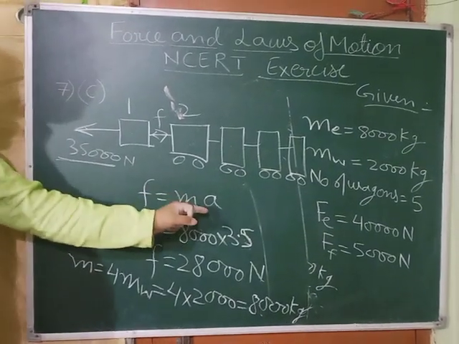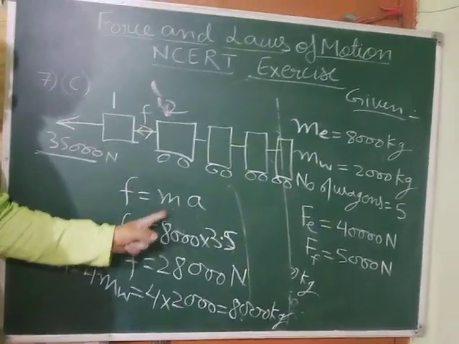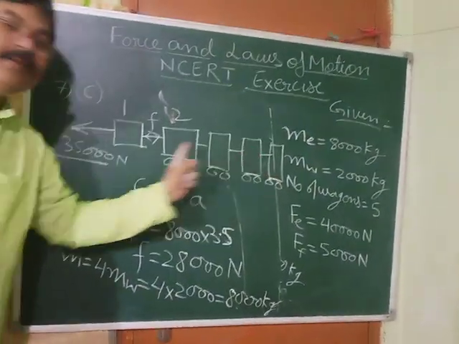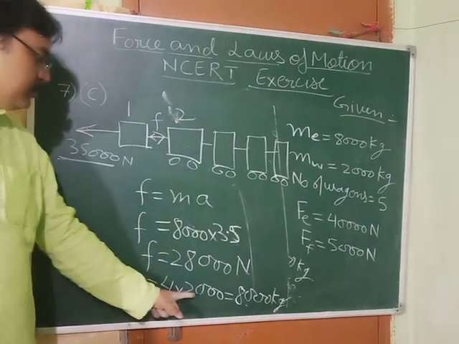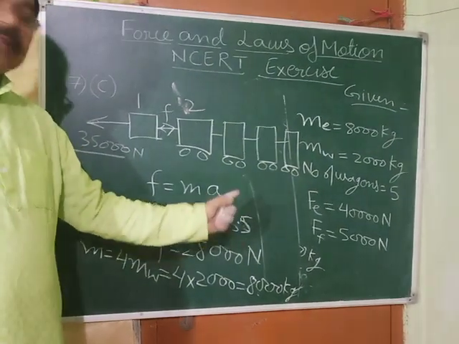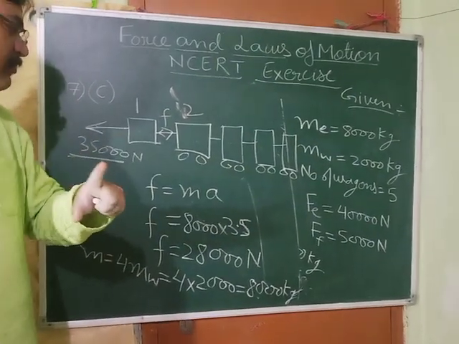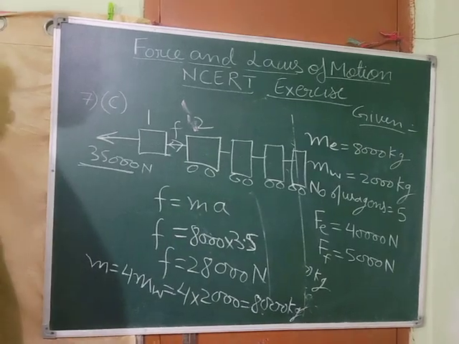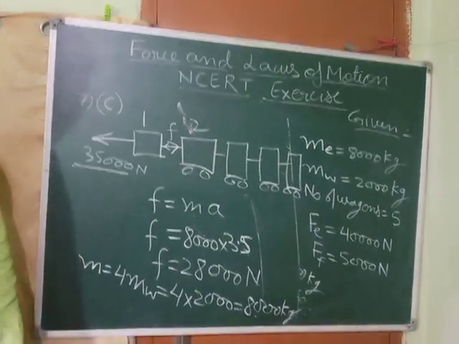F is equal to ma. How much mass is being dragged due to this force? It is 8000. How? Because these 4 wagons are being dragged due to this force, so 4 into mass of one wagon, that is 4 into 2000, that is 8000. That's why we are writing 8000 here. What is the acceleration? The acceleration of the whole train is the same, that is 3.5 meter per second square. Already we have calculated. And mass into acceleration is force. And how much are we getting? 28,000 Newton. Clear?